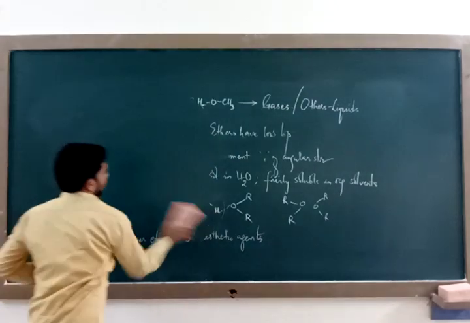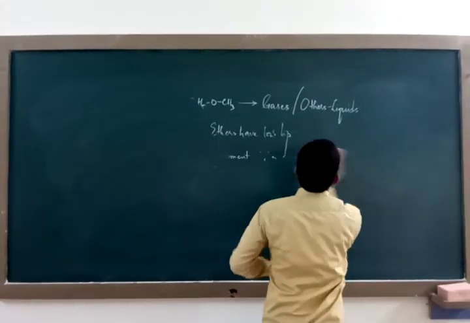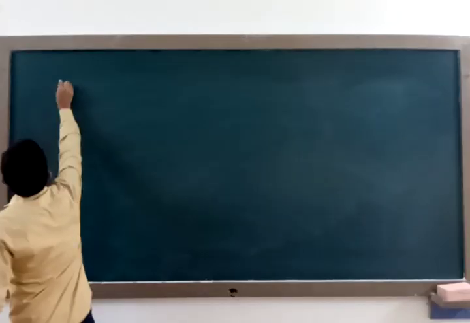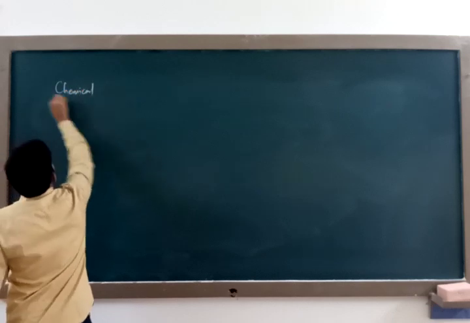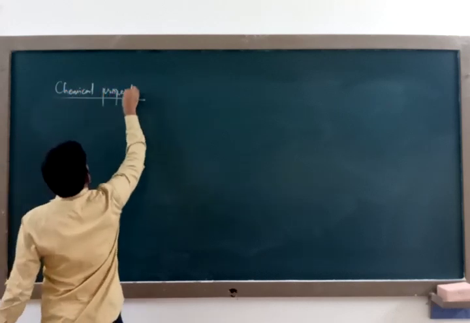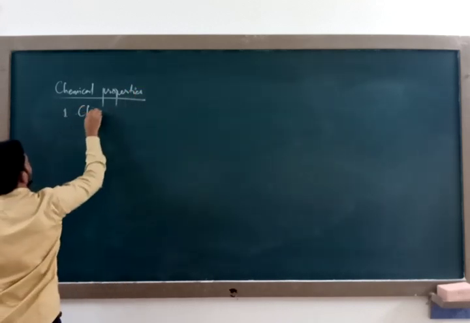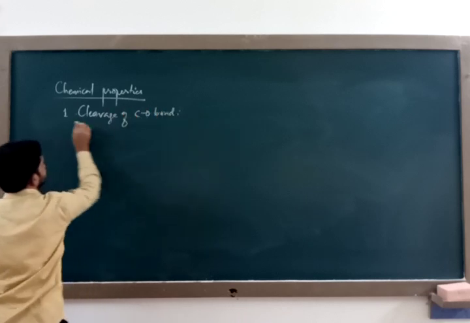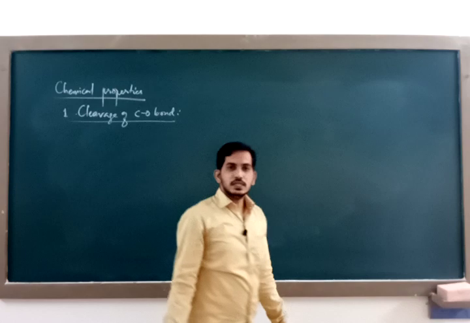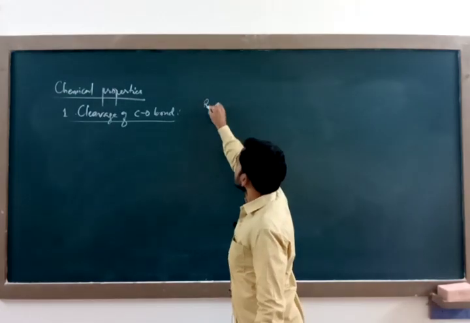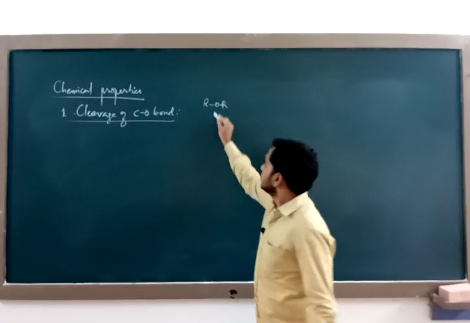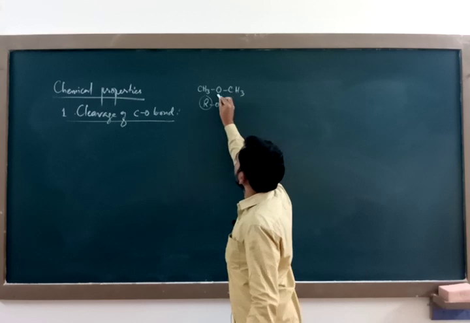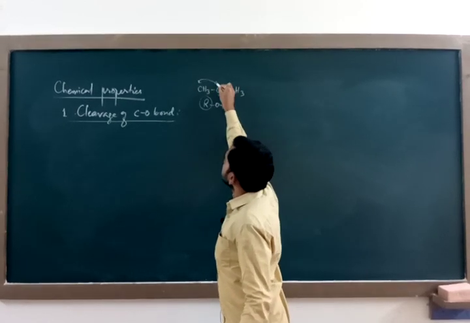Now let us see their chemical properties. There are very few chemical properties for your syllabus. The first chemical property we shall be studying today is cleavage, meaning breaking. Cleavage of the C-O bond in ethers. Where is the C-O bond in ethers? The ether general formula is ROR. So where is the C-O bond? If this R is CH3 and the other R is CH3, then you can have the C-O bond.